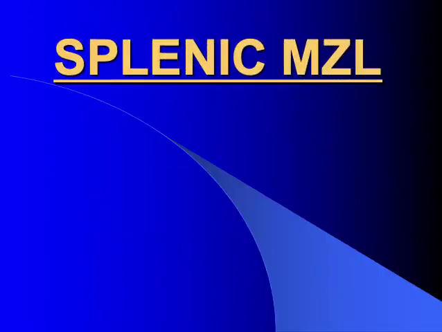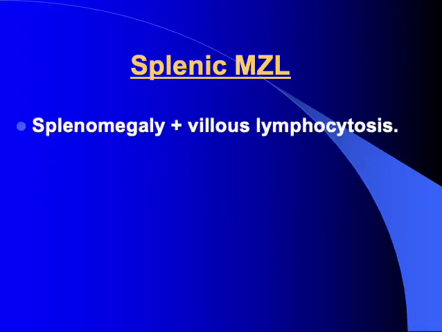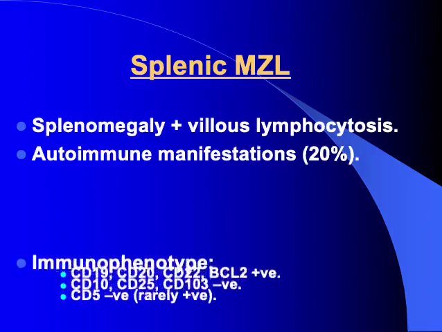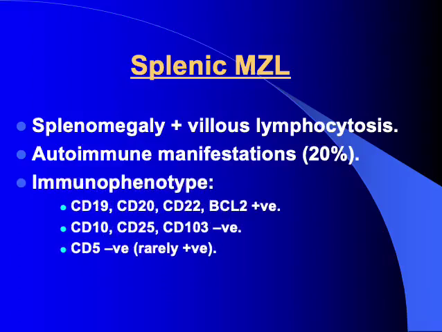Splenic marginal zone lymphoma. Splenic marginal zone lymphoma, characterized by splenomegaly, plus a very characteristic peripheral blood smear finding, which will show villous lymphocytosis. Villous lymphocytosis, very characteristic to pathologists. 20% of marginal zone lymphoma may manifest with an autoimmune disease. This is the immunophenotype, or the CD, or cluster of differentiation, for the splenic marginal zone lymphoma.